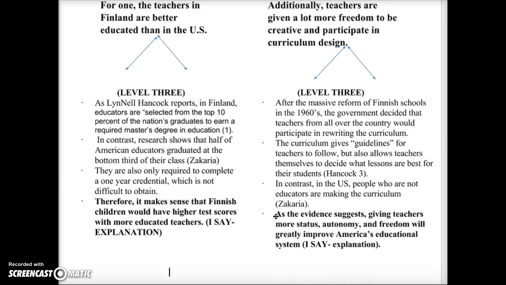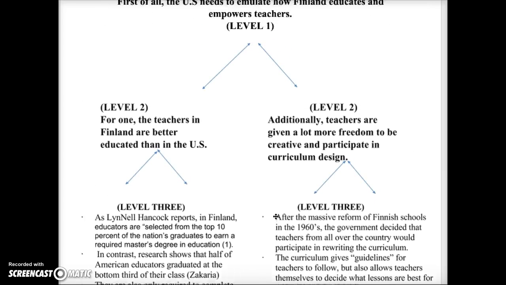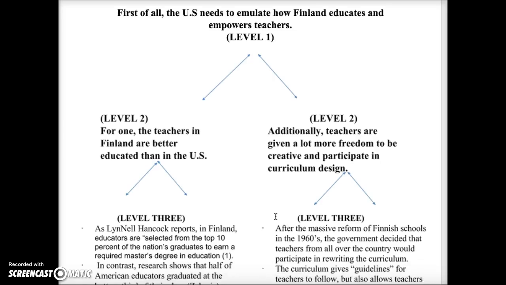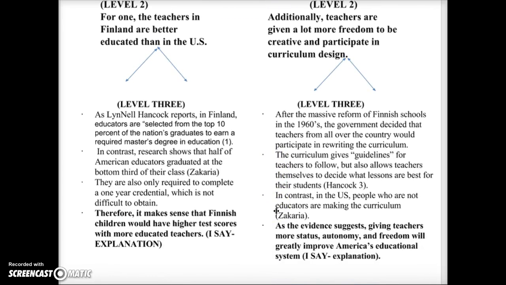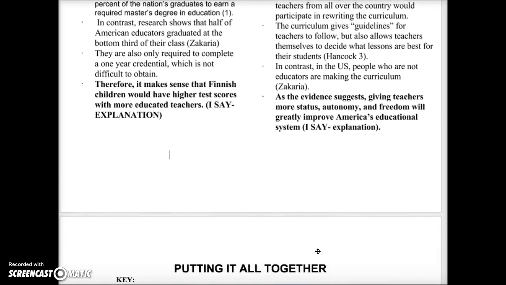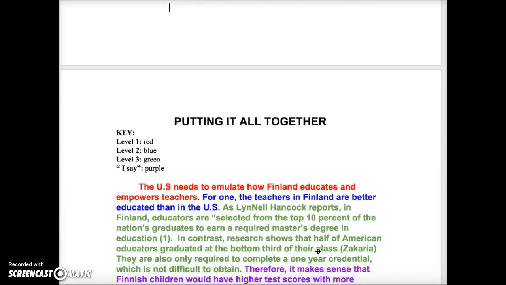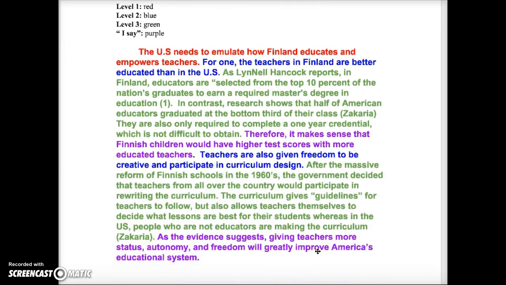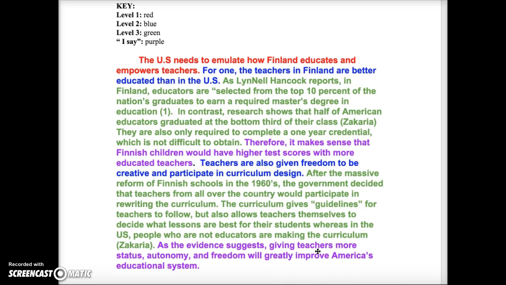All right, so these are all of the components of a good body paragraph, these different levels of specificity. This is the "they say," right? This is they say, and the "I say," your opinions combined. And let's see what it looks like when it's all together. So here's our body paragraph. This is a nice, complete, thorough body paragraph about how the U.S. needs to model its education after Finland by educating and empowering them. That was our topic sentence.